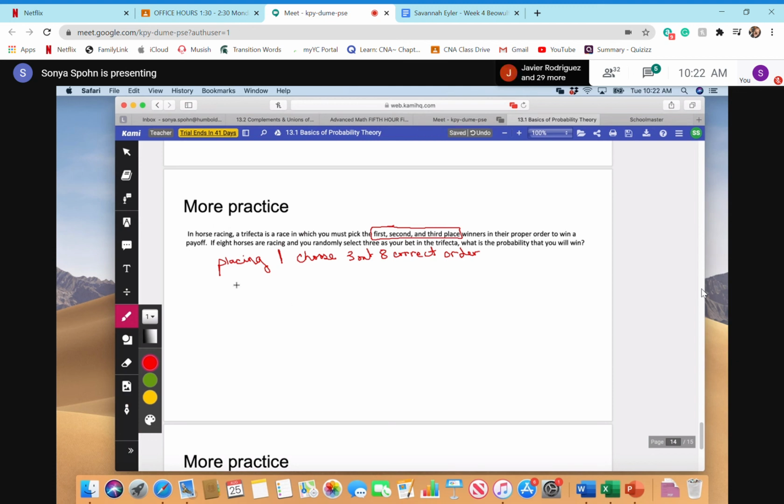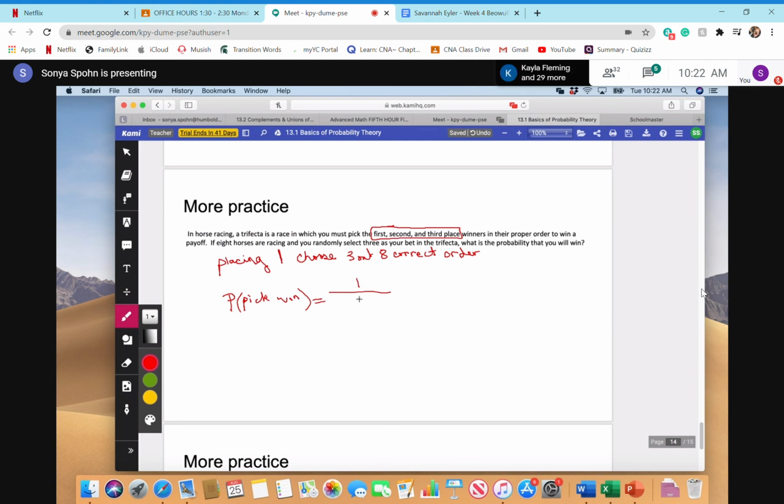So we're going to have to find the probability that we pick the winners. Okay. So we get one bet. That's it. We get one pick. We have to choose 3 horses, once. So I have to name who's first, second, and third in just one bet. So our bet is only one.